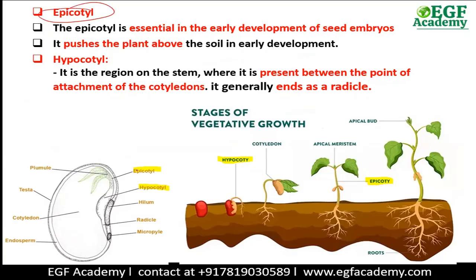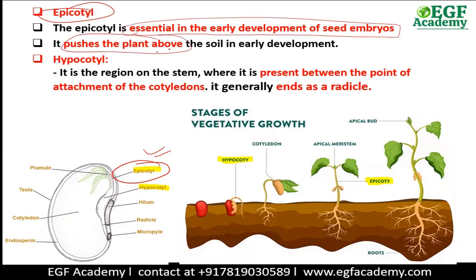Then epicotyle, this region. See, what is it responsible for? For stem part of plant. Epicotyle is necessary for the development of stem portion. So it is essential in the early development of the seed embryo. And what does it do? It will push the plant above the soil. See, the plant has to come up now. So whose work is it? Epicotyle.